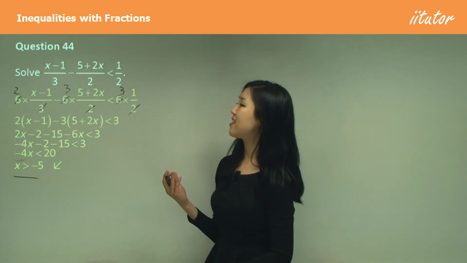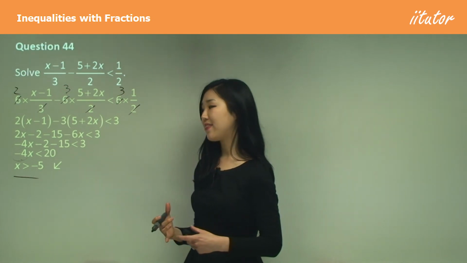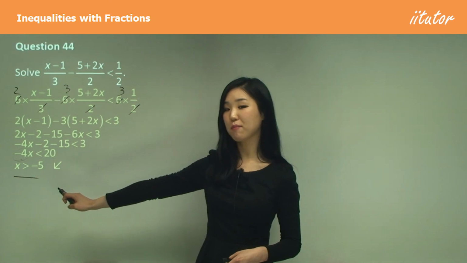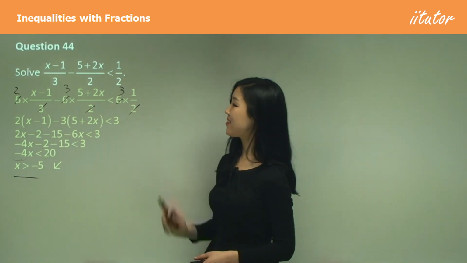Okay, so the key things here was to multiply out everything by the lowest common multiple, and at the end, watch out for where you switch the sign. Okay, when you're dividing or multiplying by a negative, always reverse the sign. Okay, and that's the end of this part.